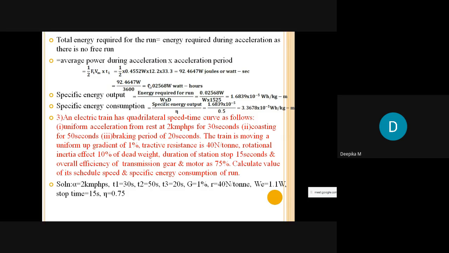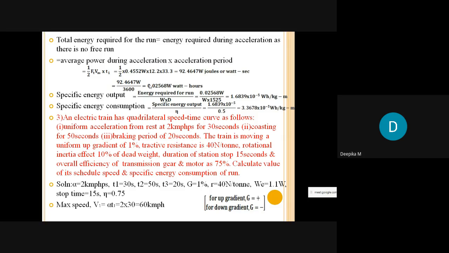Alpha is 2 kilometer per hour per second, T1 is 30 seconds, T2 is 50 seconds, T3 is 20 seconds, G is 1%, resistance is 40 Newton per ton, We is 1.1 W, the stop time they have given is 15 seconds, and eta is 0.75. So first, let us calculate the maximum speed V1, correct? V1 is nothing but alpha into T1. Again, it is 60 kilometer per hour.